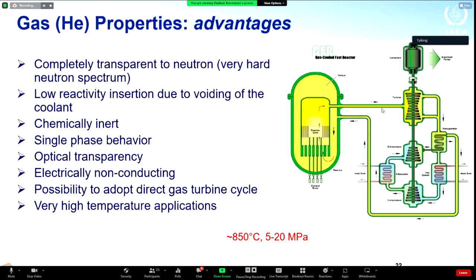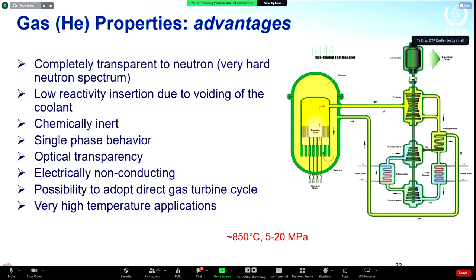Okay, gas, helium, has a lot of advantages. It's completely transparent to neutrons. You can reach a very hard neutron spectrum. It has low reactivity insertion, is chemically inert, always in the same phase, already gaseous, optically transparent, not conducting electricity, and can be applied for very high temperature applications.